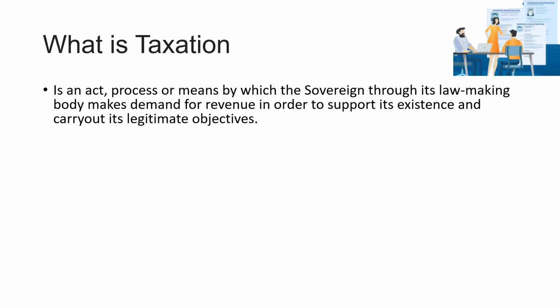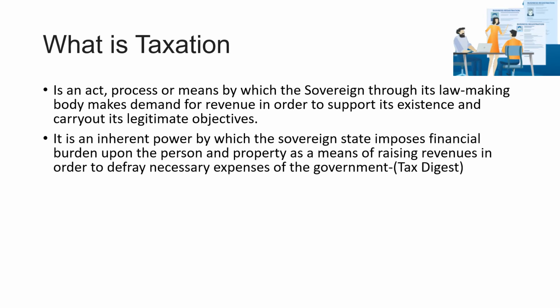So our tax normally goes to benefits like ayuda, the building of bridges, and the roads. Those are where the taxes go. So it's also an inherent power by which the sovereign state imposes a financial burden. Why financial burden? Take note, it's a financial burden because it's an additional expense on the people, upon the power and property, as a means of raising revenue in order to defray necessary expenses of the government. This is what Tax Digest said.